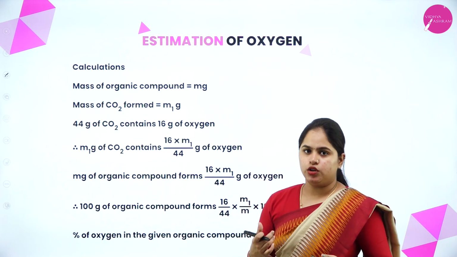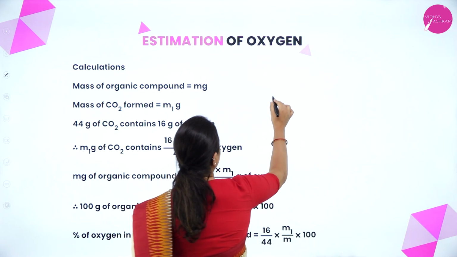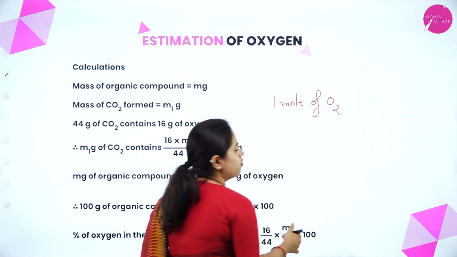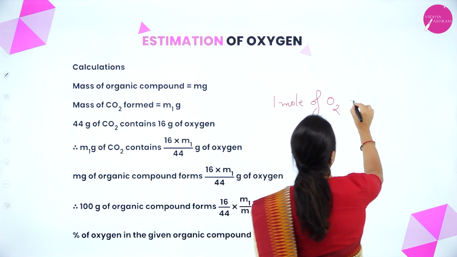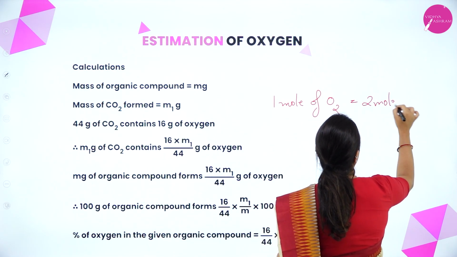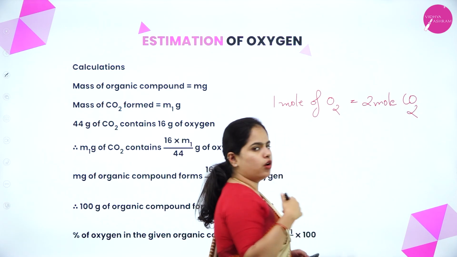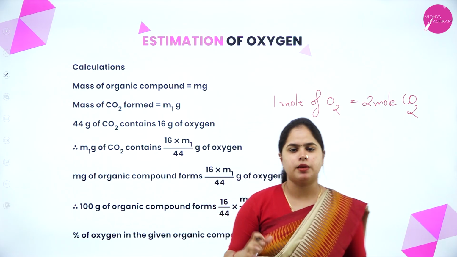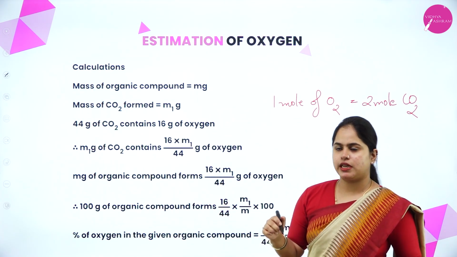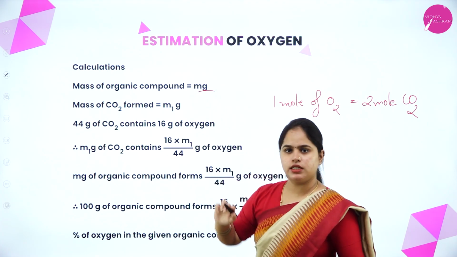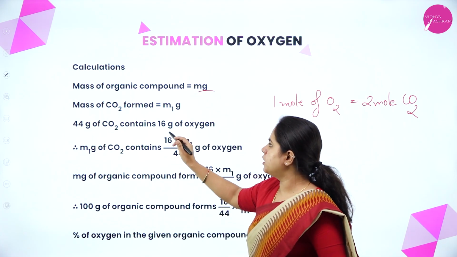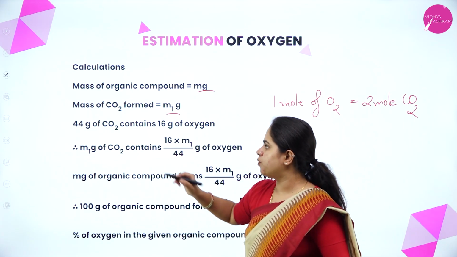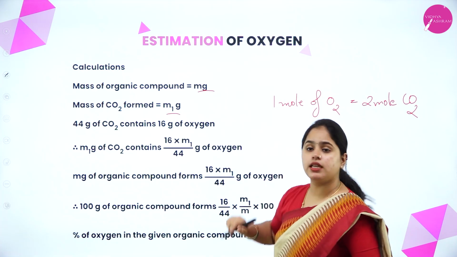So now moving on to the calculations. What you have to remember is that for every 1 mole of oxygen which is liberated, 2 moles of carbon dioxide will be formed. So from the calculations, the mass of the organic compound is considered as m gram, and the mass of carbon dioxide formed is m1 gram.